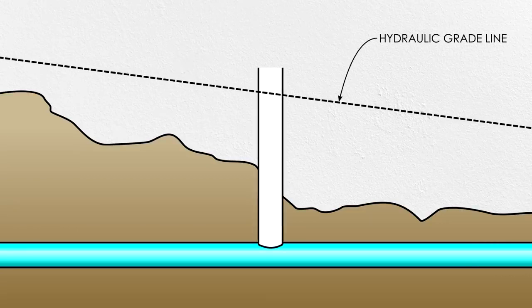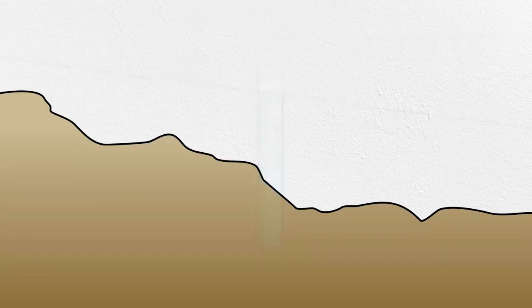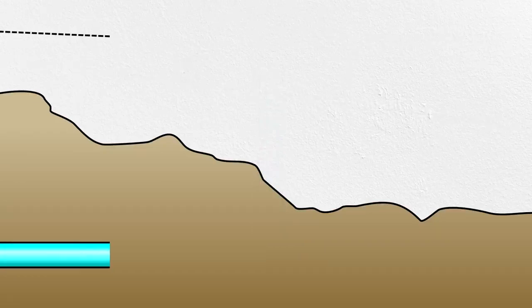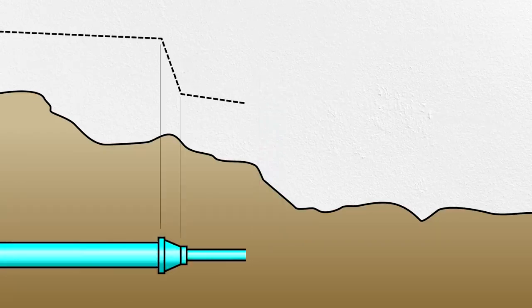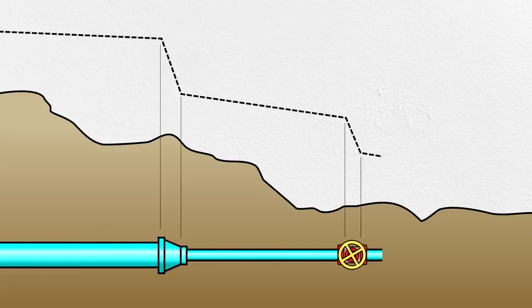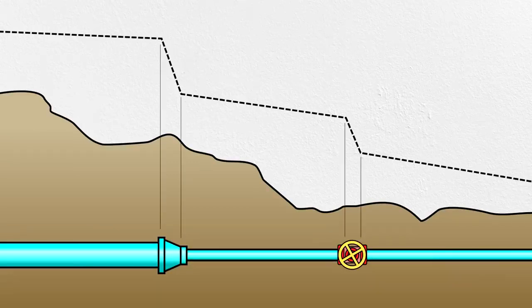It's also the level the liquid would reach if you were to tap in a vertical standpipe at any location along the pipe. The hydraulic grade line slopes downward along pipes as the fluid loses energy to friction. It also drops steeply at sharp bends and valves, which can cause turbulence in the flow.